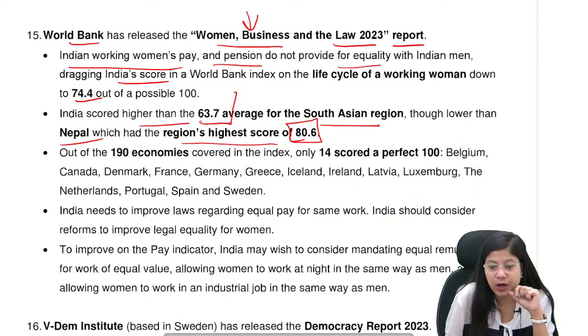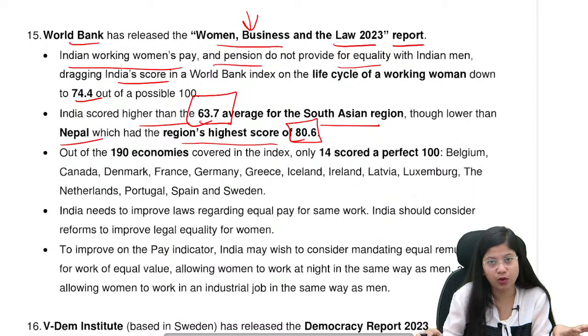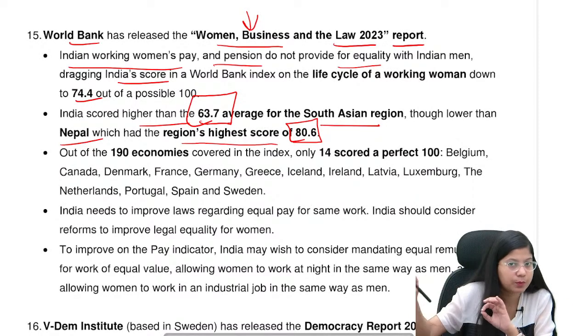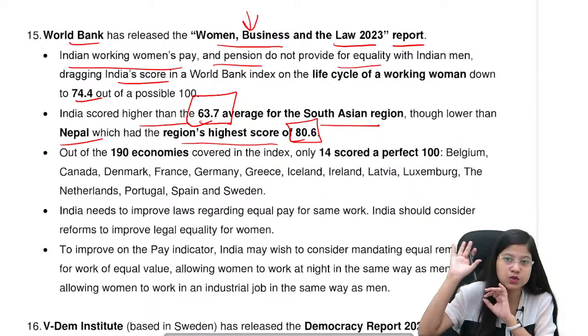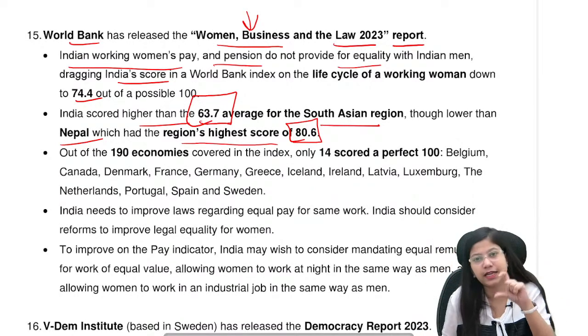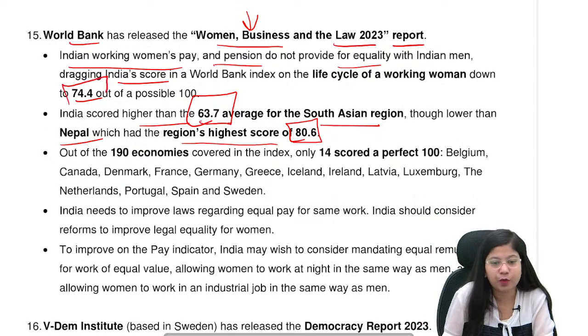So we have the South Asian region's average score. South Asia's average score is 63.7. In the South Asian region, we have Nepal, which has the highest score, 80.6, and India scores at 74.4.